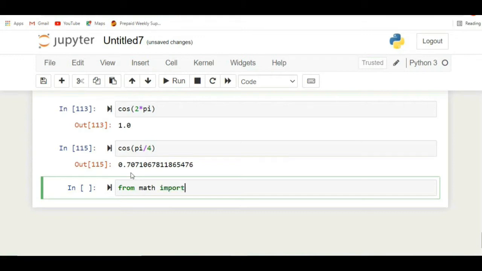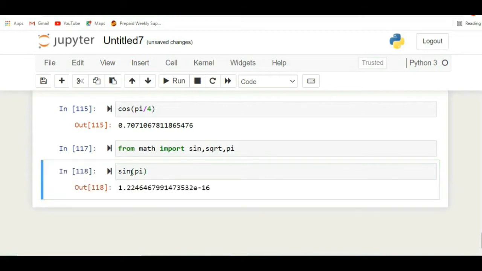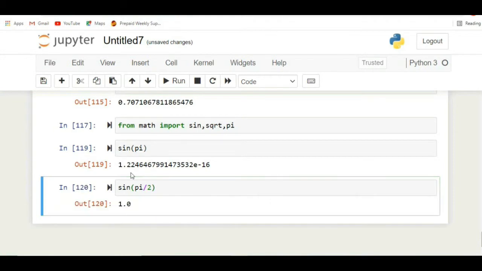The next is from math import sin and sqrt, sqrt means square root, and pi. And now we will find the different values of sin on different angles. Sin pi, it should be 0. Remember that this is 0. 1.23 multiplied by e minus 16, it is 0. So sin pi divided by 2 should be 1. Yes, it is 1.